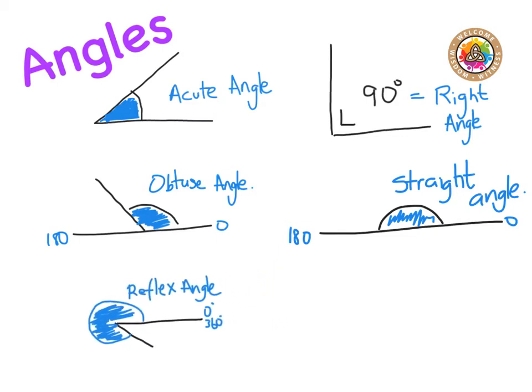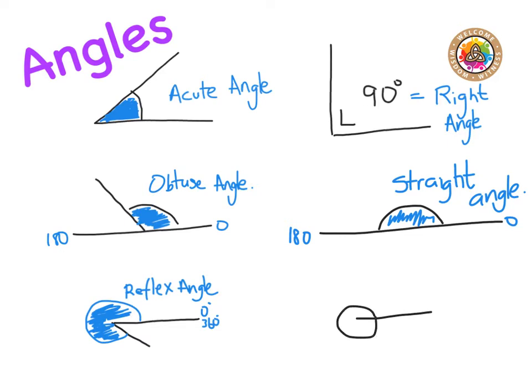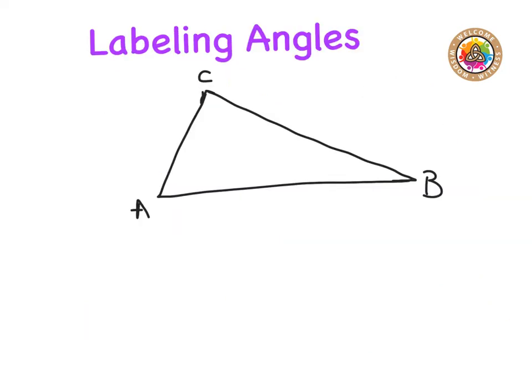And then lastly, if here we have a line like this and it goes the whole way around, so it's 360 degrees, well, we call that a full angle. Okay, so make sure that you sketch each of these into your copy and label them correctly. So pause the video now to do so.